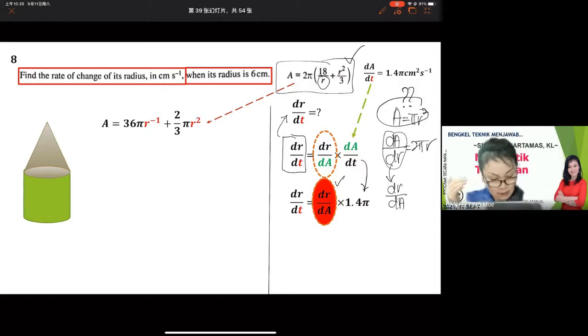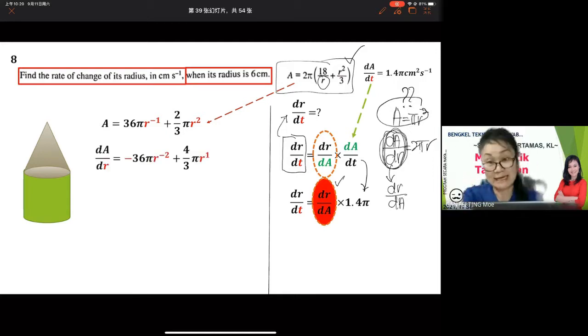Now, remember what you want to do? You want to look for dA/dr. This is your point. Then you continue. dA/dr is normal differentiation. Make sure that you master this. There are 5 techniques there. The 5 ways.